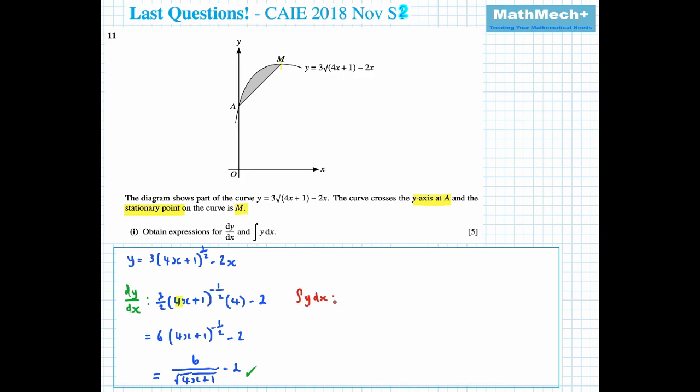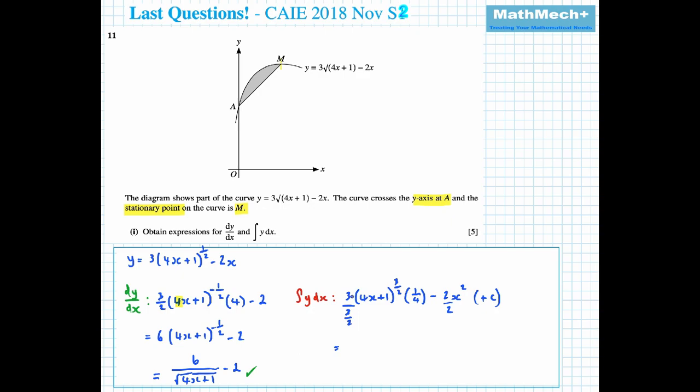Next up, integrate the same function. So 3 times (4x + 1). So we'll have our exponent of 1/2 plus 1, which is 3 over 2, and of course that 3 over 2 has to go under our constant at the front as well. Keep in mind with the chain rule, we originally multiplied by 4, so now we need to divide by 4. And lastly, we've minus 2x to the power of 1, so 2x to the power of 2, divide by 2, and plus c. Simplify all of that.